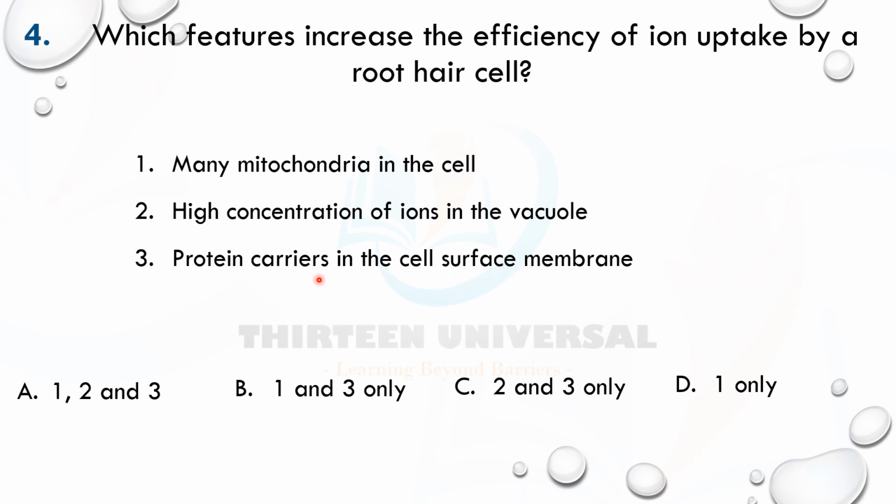3 says protein carriers in the cell surface membrane. Now, protein carriers in the cell surface membrane, that makes a lot of sense. Protein carriers are involved in active transport, however, we are talking about efficiency. So how do you increase the rate of active transport? By increasing the number of protein carriers. If they had added increasing number of protein carriers, this would have been suitable for efficiency. But they said protein carriers, and that's not suitable for efficiency. To increase the rate, you have to state the number, or many of these.